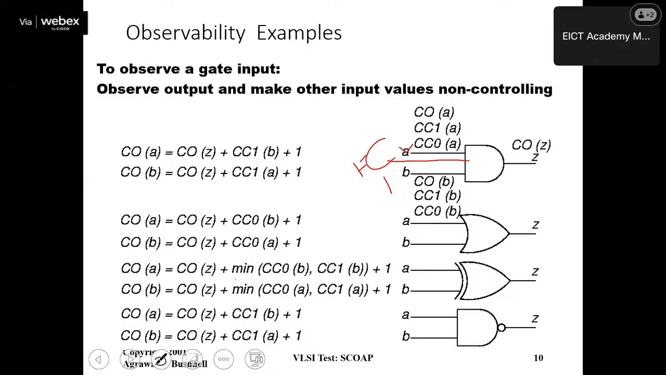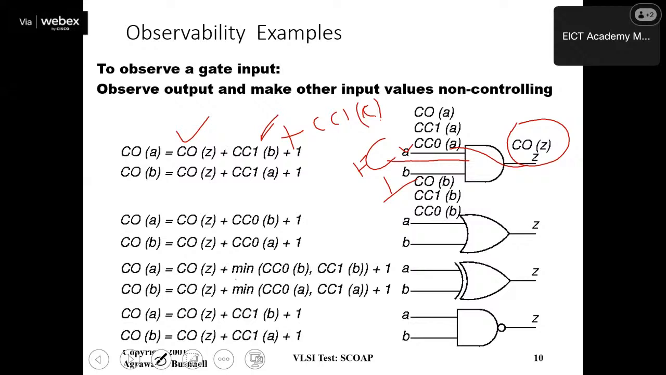So what does it mean? I will be observing this after this at the output. So it means whatever difficulty level was here, that is existing, plus the difficulty level of setting B equal to 1, that is CC1, controlling the value of B to 1, plus CC1 of C, and plus 1 because of the level change. So this is how we can calculate the input observabilities for all the inputs for the AND gate.